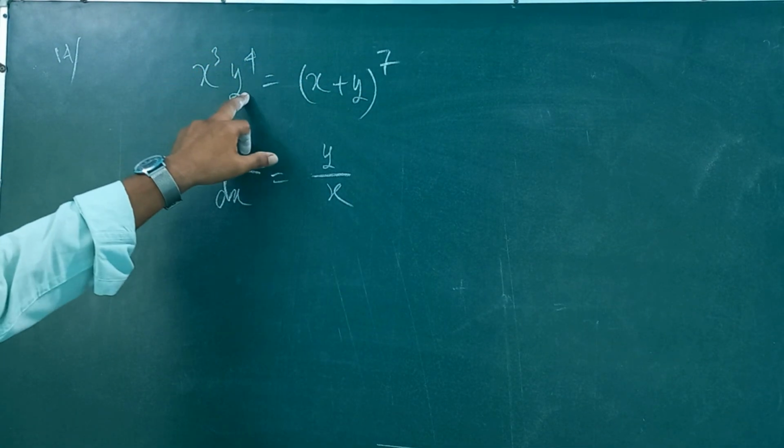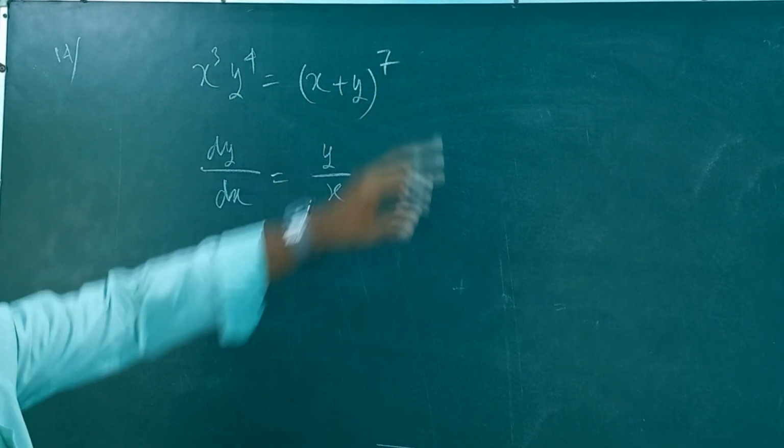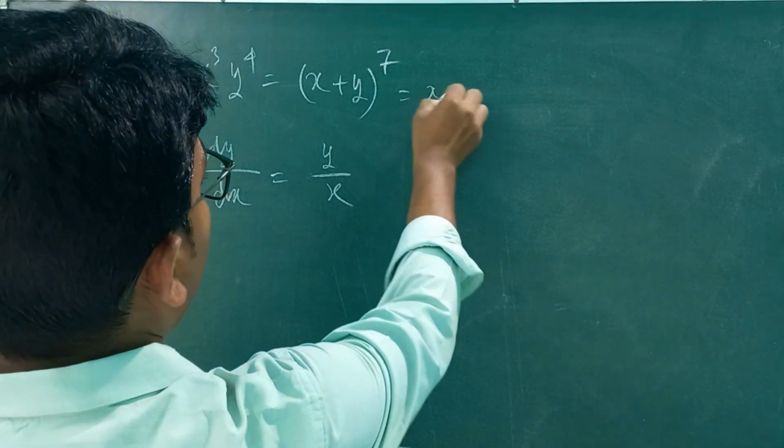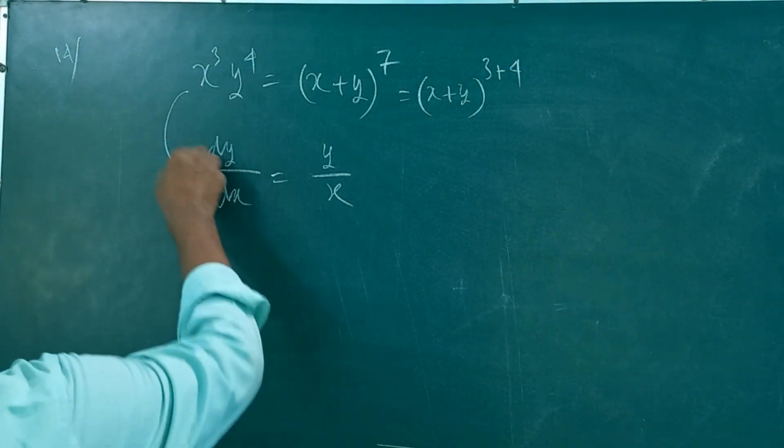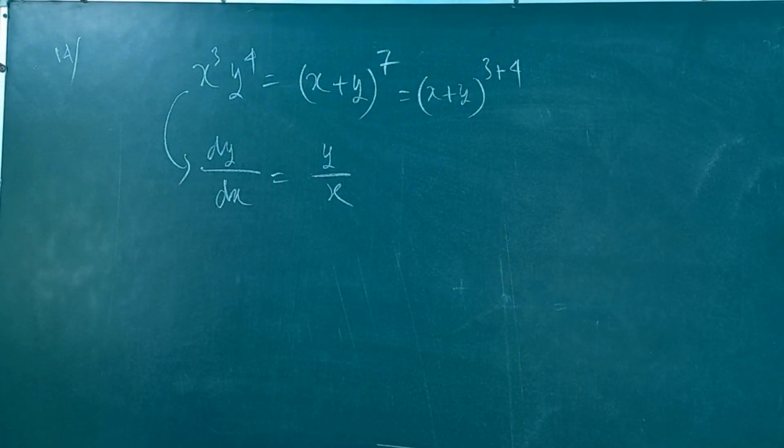If x to the power m, y to the power n equals (x plus y) whole to the power m plus n, you can write it in this form. Then its result is this one, dy by dx is y by x.